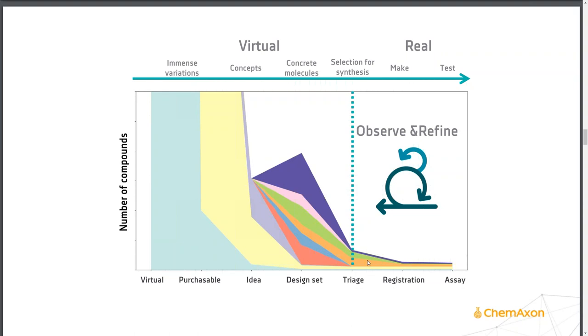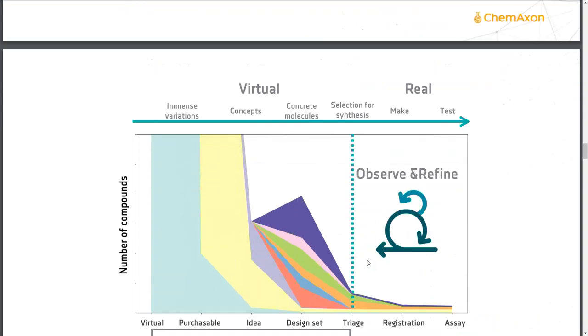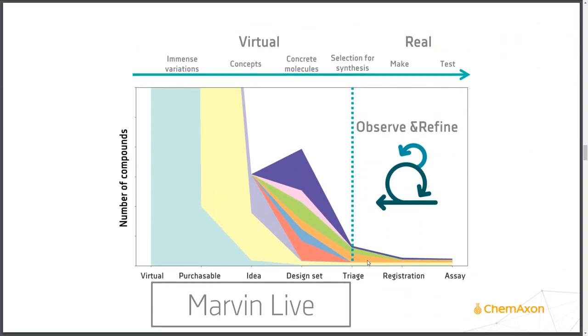So MorbiLive is an application that covers this space nicely, where you can store your ideas, where you can have access to virtual large libraries to be able to filter out the ones worth to be synthesized, where you can challenge the ideas, run the computational resources to facilitate the decision-making process, and to be able to focus on those structures that have the highest potential to become a drug candidate.